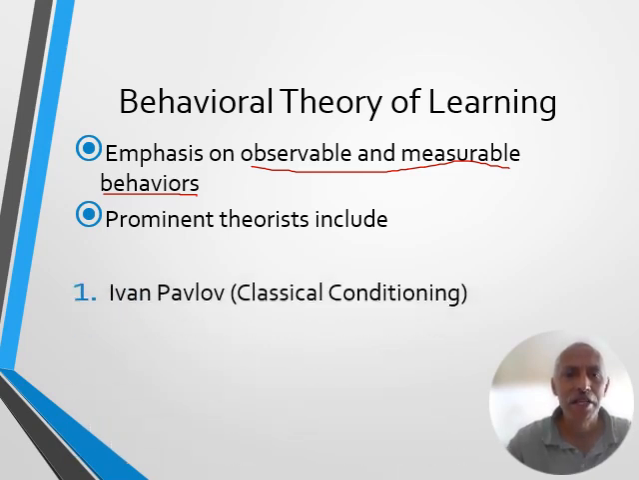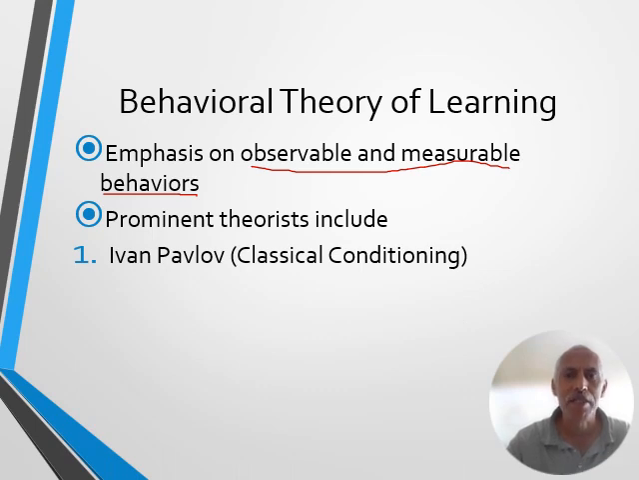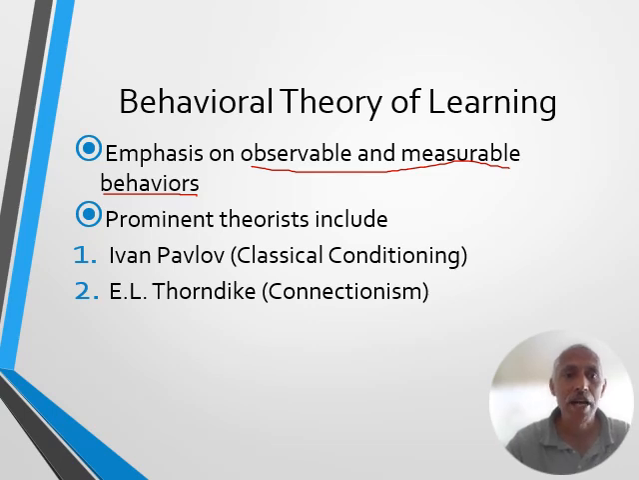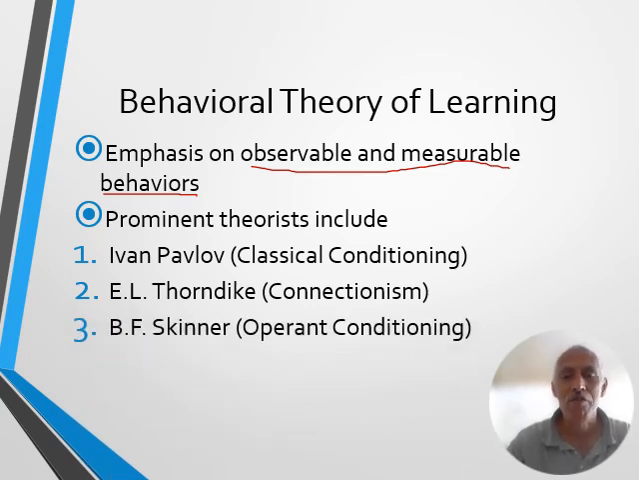Prominent theorists here include Ivan Pavlov. This is classical conditioning. Pavlov, this is a guy that all of us know from early on. E.L. Thorndike is the second one, and then we have B.F. Skinner, these three. And then we'll be looking at Watson, and I have given you a video to watch about Watson. Watson will be someone like a father for the behavioral theory.